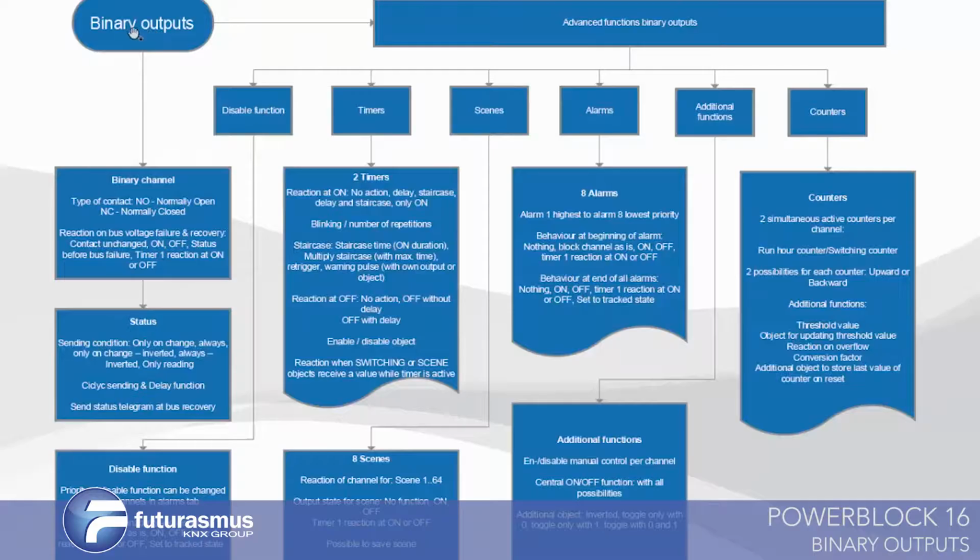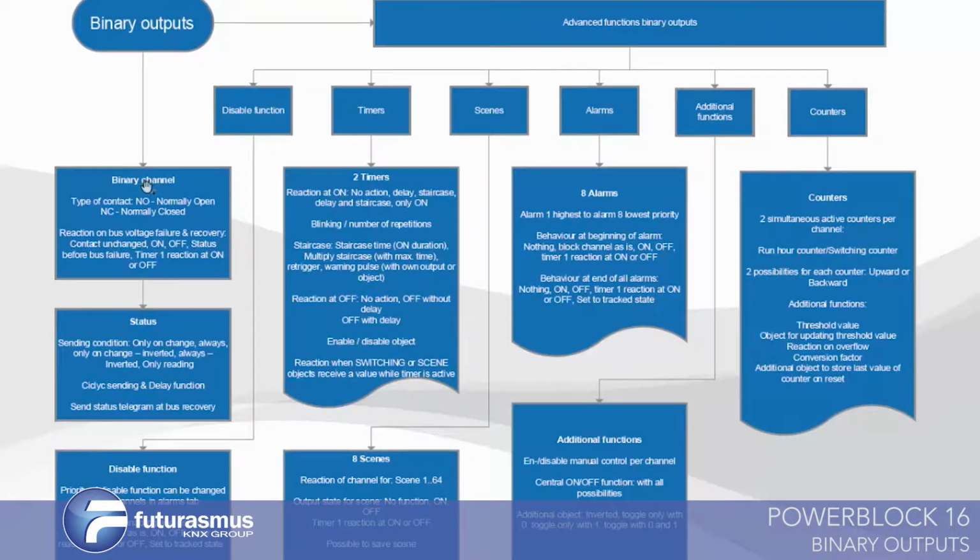Let's have a look. As a binary output, we have in the application program the possibility to configure the normal binary functions and advanced binary functions per output. But later we will see also there are advanced functions totally independent of the output. So you can use the advanced functions of the actuator 100% totally independent of the output for a totally different device. But we can now have a look at the binary output as such.